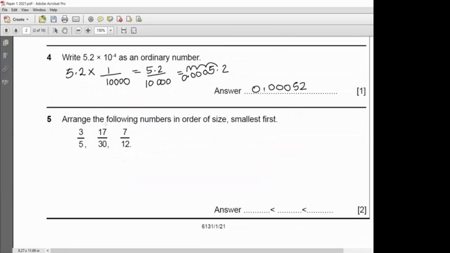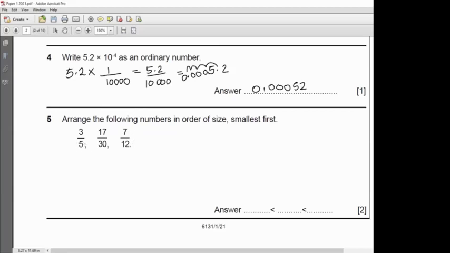Okay, number 5, arrange the following numbers in order of size, the smallest one first. Now, when these fractions are written like this, it's not so easy to tell which one is big or small because all of their denominators are different. So what you can do is rewrite all the fractions so that the denominators are the same, and then you just compare the numerators, and that will tell you which one is the biggest and which one is the smallest, and so on.